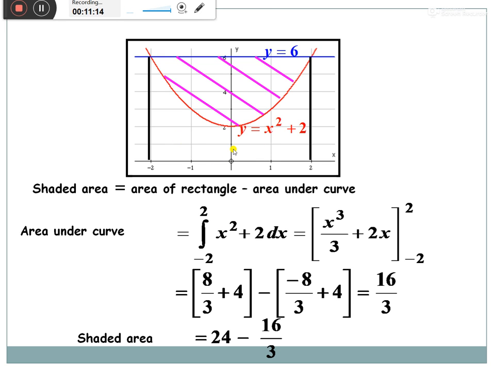And the area of rectangle, that is 24. 6 into height is 6, length is 4, 6 into 4, 24. 24 minus 16 by 3. That is the shaded region. That is equal to 18 is to 2 by 3 square units.